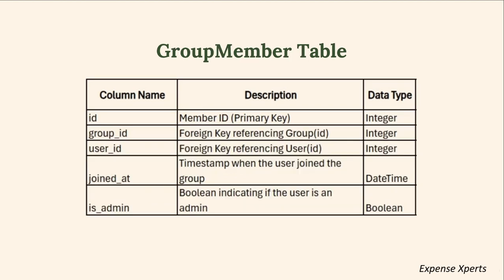And group member table. It tracks which user belongs to which groups. It has member ID as its primary key, and group ID and user ID are the foreign keys. Joined at is a timestamp, and isAdmin is a boolean. It indicates whether user is an admin or not.